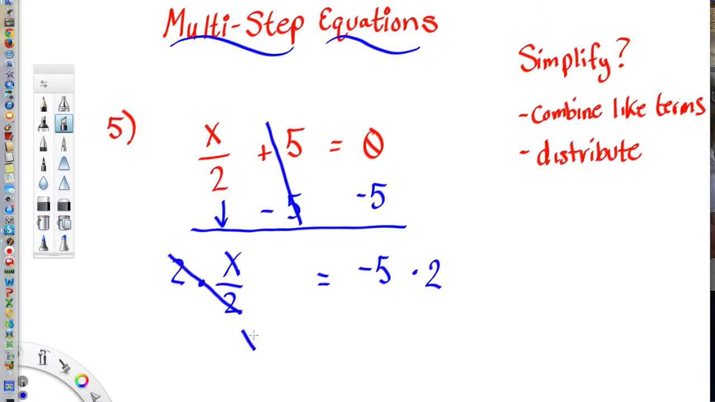And my 2's cancel each other out, and I'm left with x is equal to a negative 5 times 2, which is a negative 10. X is equal to a negative 10. Let's move on to number 8.